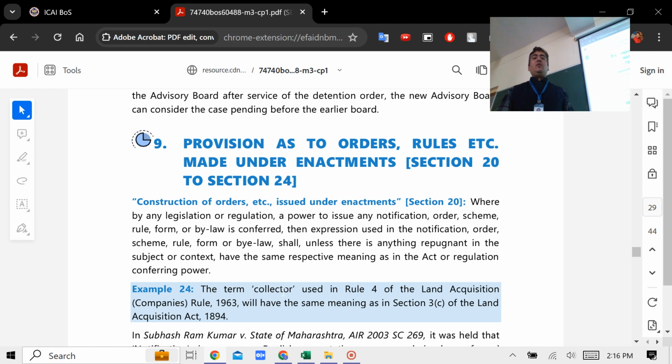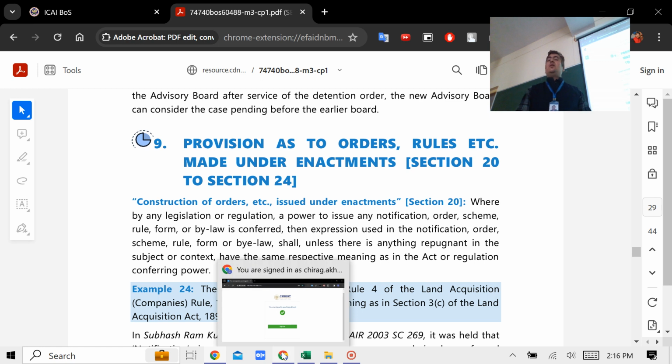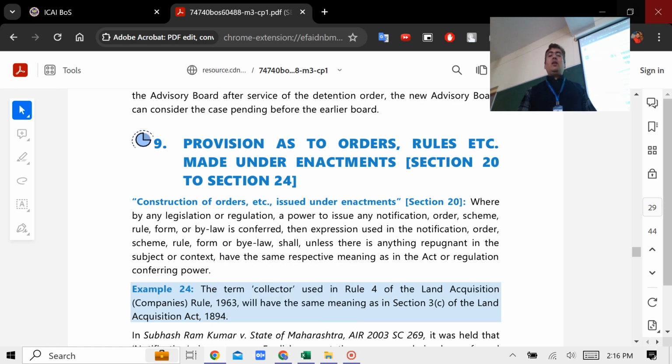देखो यहाँ पे लिखा है, the term collector used in Rule 4 of the Land Acquisition Companies Rules 1963 will have the same meaning as per Section 3 clause C of the Land Acquisition Act 1894. So what they have said, whatever word collector is used in the rule will have the same meaning as used in the act. But I can't understand why I need to explain this. ये तो भाई common sense वाली बात है ना. Yes or no? But I guess you got it, right? Let's move on to Section 21.